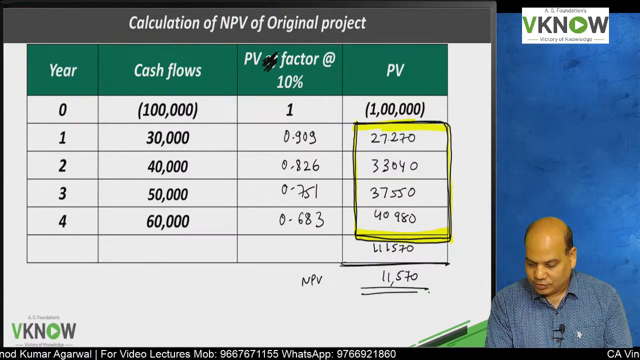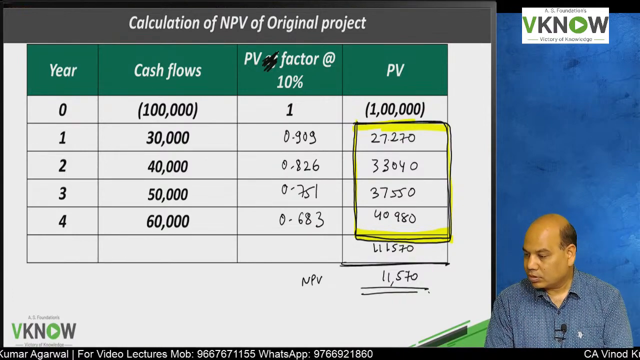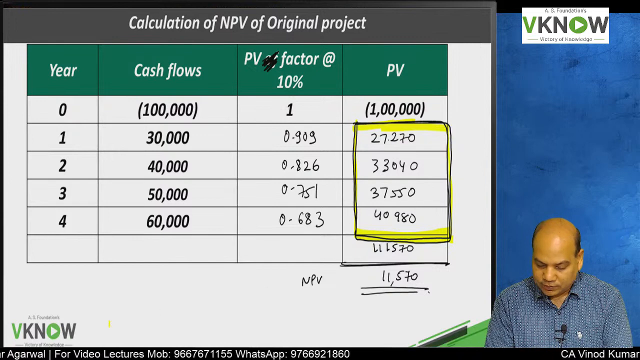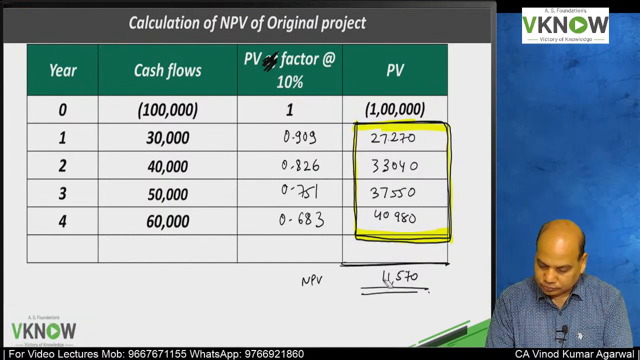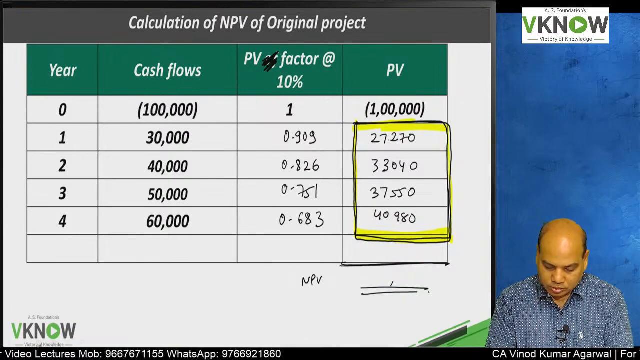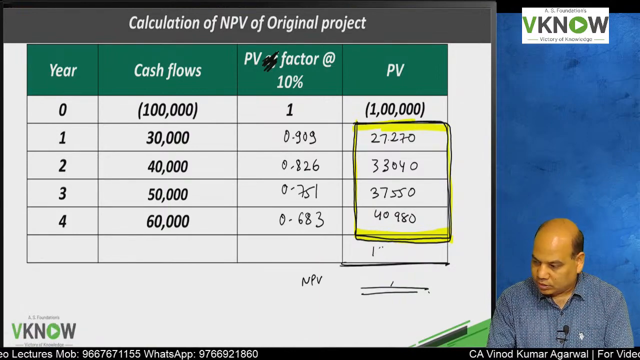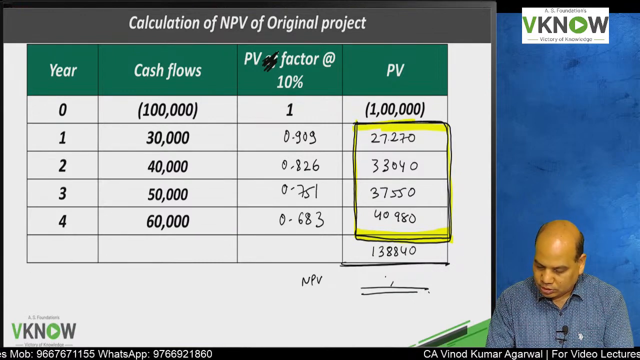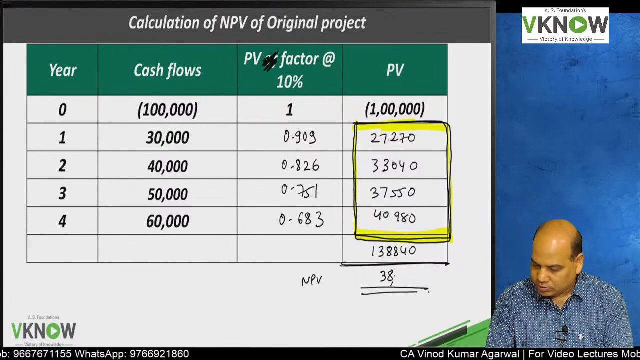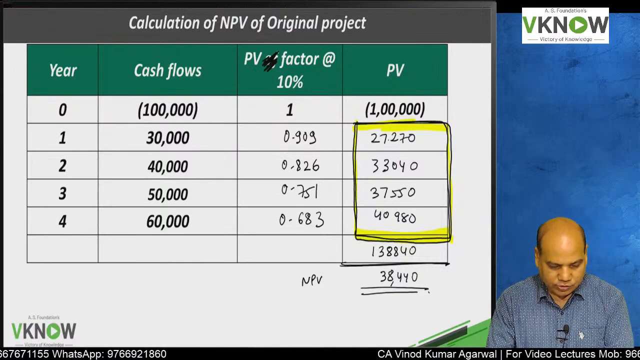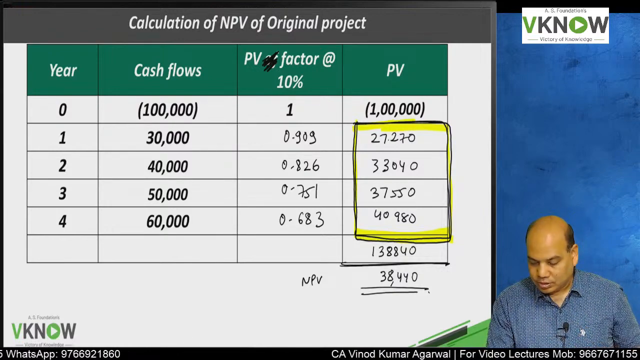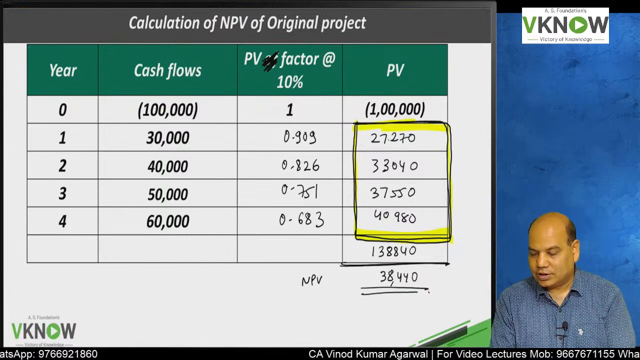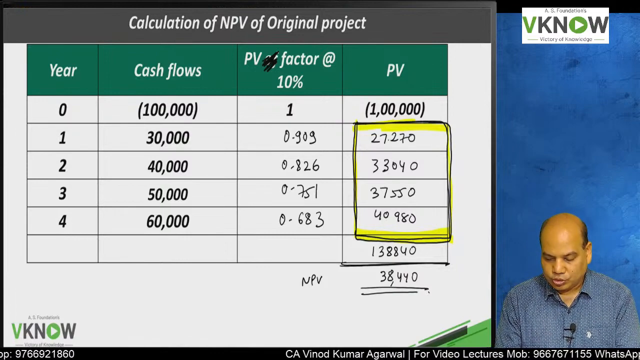I think total is wrong. Yes, because one number I have not transferred to memory plus. So the total you are saying is 138840 and NPV will be 38440. Very good. 38440. Now below that I have to do sensitivity testing for two variables.